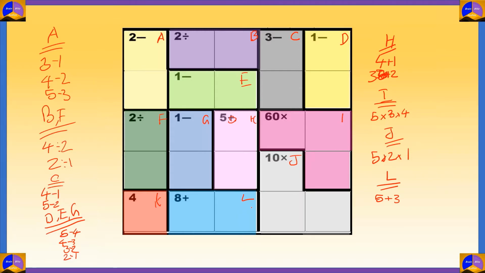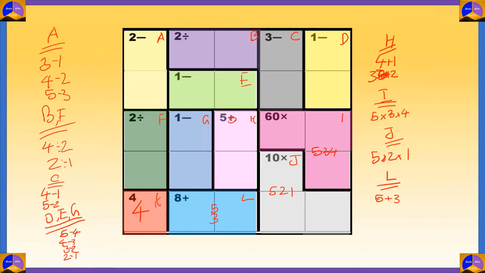Now, let's write down the cages with one option, which are cage I, 5 times 3 times 4, cage J, 5 times 2 times 1, and cage L, 5 plus 3. Now, let's look at cage K. Cage K is a special cage known as a freebie cage. In this case, we just have to write down the number given, which in this case is 4.